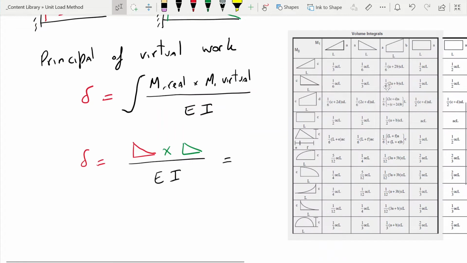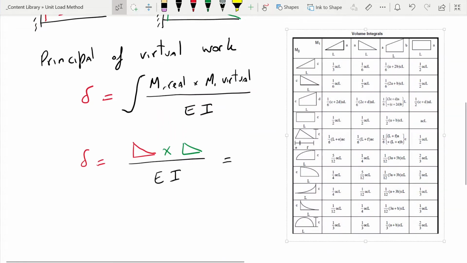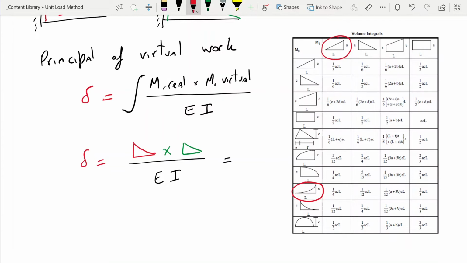So I have the table here. If we want to do parabola times triangle, we're going to do this parabola times this triangle since they're growing in the same direction. So the solution is 1 over 4 ACL. I'm just going to write that down for now. 1 over 4 ACL. And now we need to figure out what is A, what is C, what is L. L is nothing more than the span of both the triangle and the parabola, and C is the value of the parabola, and A is the value of the triangle. Although if you swap them, the solution will be the same.